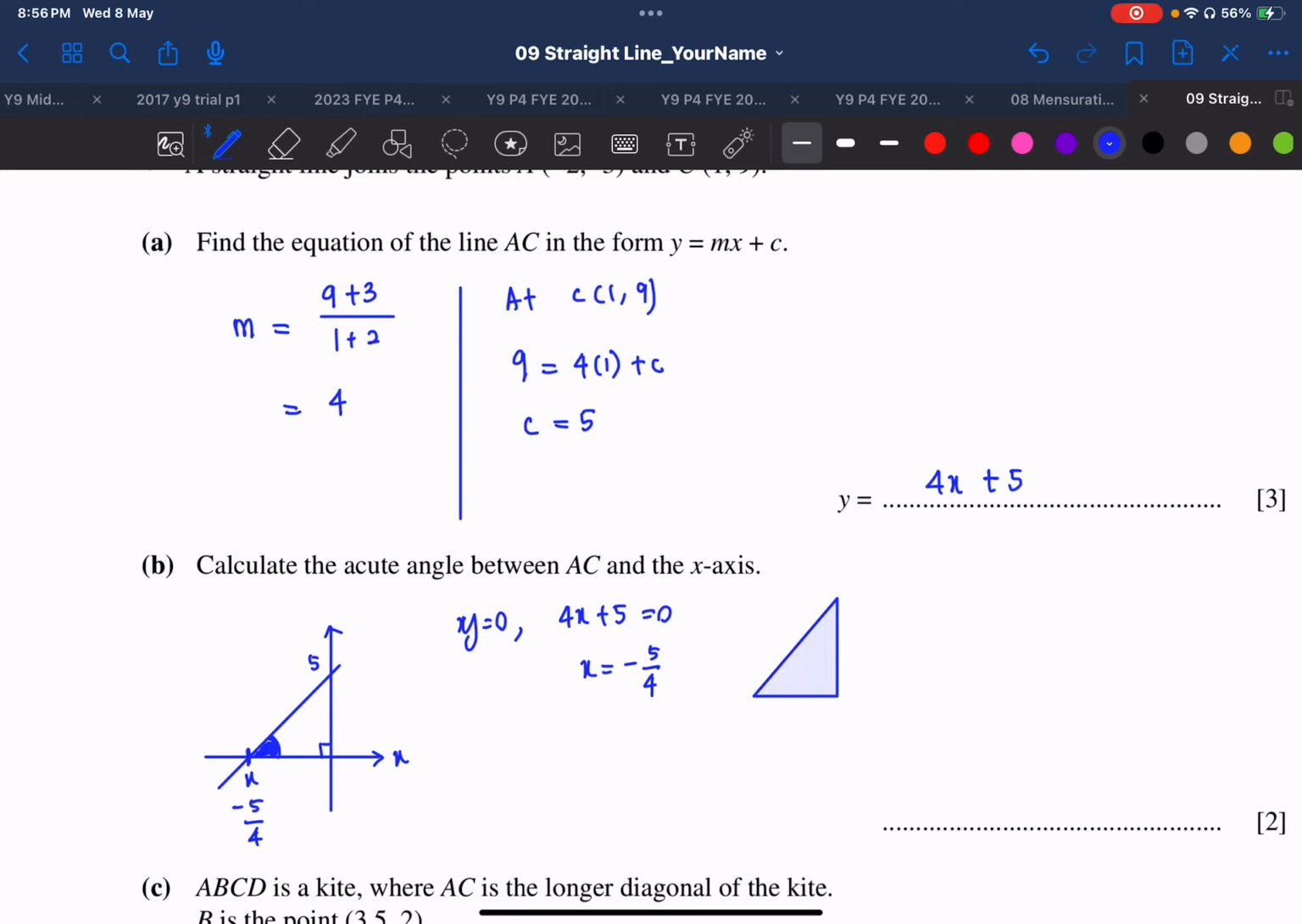So meaning I need to apply Pythagoras theorem. Here is a 5 and here is 5 over 4, by using tangent angle. So tangent angle equals opposite, which is 5, this is the opposite over adjacent. Okay, to find the angle, I press shift tan of 5 times 4 over 5, and I shall get my angle as 75.96 degrees, which I round to 76 degrees.